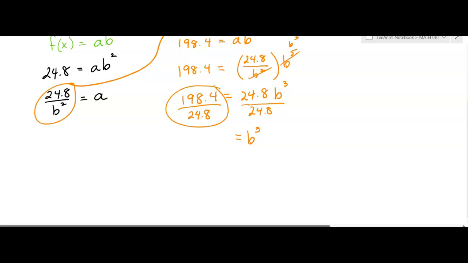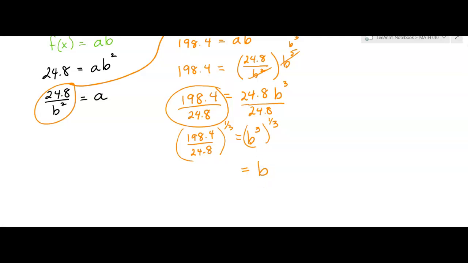Now maybe it works out to be a nice number, maybe it doesn't. I'll just write 198.4 over 24.8. And what I'm going to do is raise that to the 1/3 power, similar to what we did in another example, to find b. Okay, so let me put that in my calculator. I went to my calculator and thought it was giving me a funny answer, so I used the calculator on my phone.